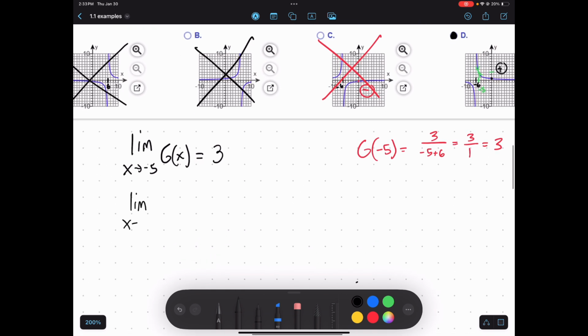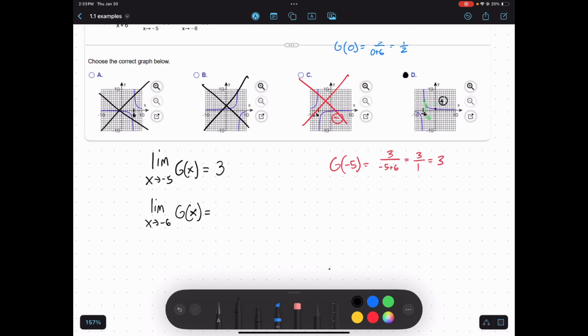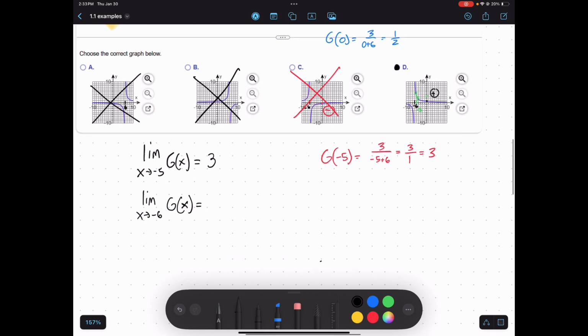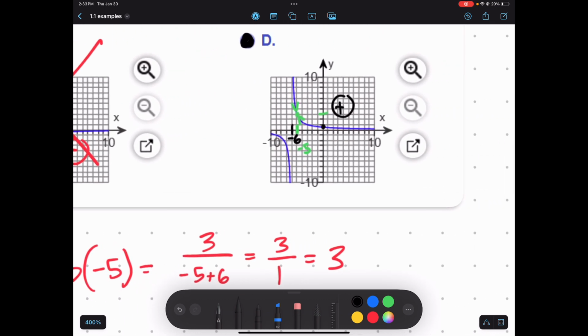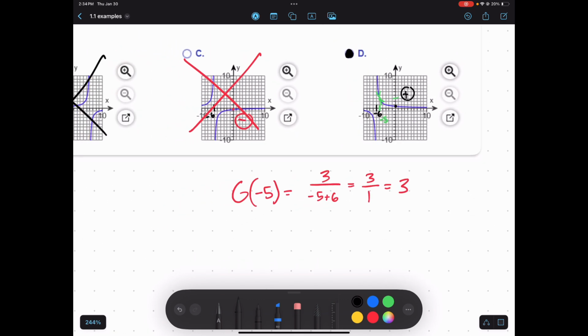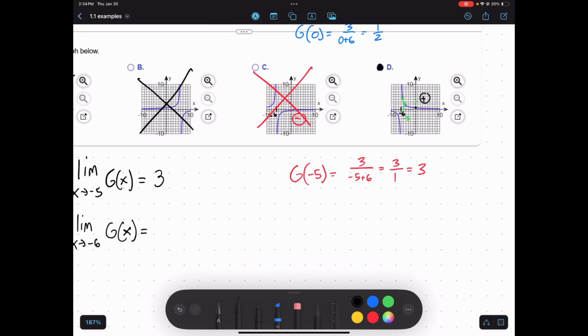What about as x approaches negative 6? Well, there's a reason why we're asking about this one. This is the discontinuity, right? This is where I have my discontinuity. And what type of discontinuity am I working with? I'm working with an infinite discontinuity where I have a vertical asymptote. But before you go and put infinity as your answer, or negative infinity as your answer, ask yourself the question, which one? Do I put positive infinity or negative infinity?